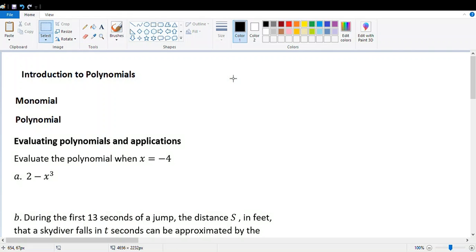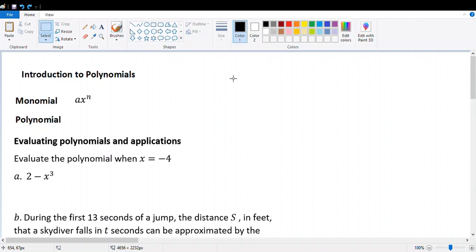Hi guys, today we are going to talk about polynomials. Then to talk about polynomials, first we have to talk about a monomial. And a monomial is an expression of the type ax to the n, where a is a real number constant and n is a non-negative integer.